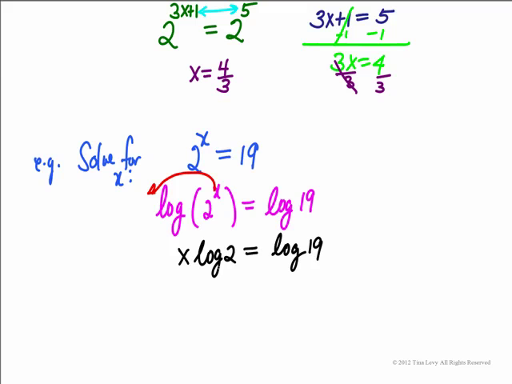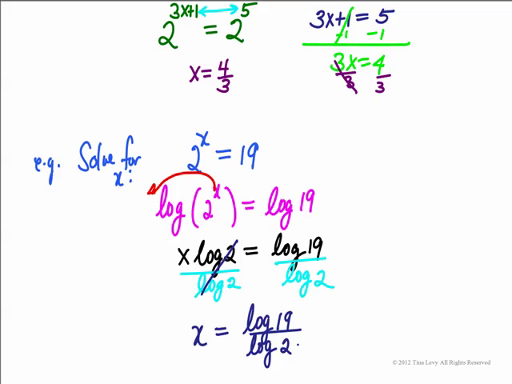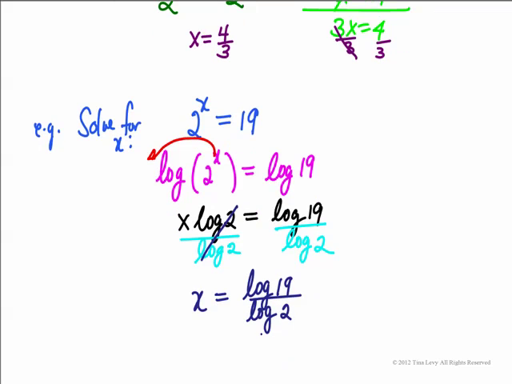Now log 2 is actually a number, and log 19 is also a number. If I want to get x by itself, I'm just going to divide by that number. So I divide both sides by log 2, and that gives me that x is the common log of 19 divided by the log of 2. This is what we call an exact answer.